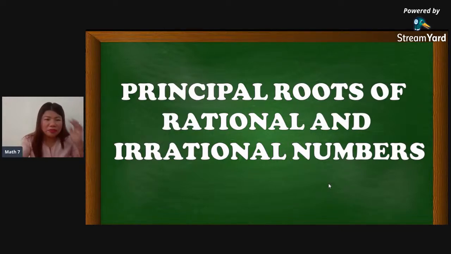Okay, good afternoon, everybody. So for today, we will be having principal roots of rational and irrational numbers. Remember, before we've studied about rational and irrational numbers. When you say rational numbers, these are the numbers that can be expressed as a quotient of two integers. On the other hand, kapag irrational number, hindi siya pwedeng i-express as a quotient of two integers.